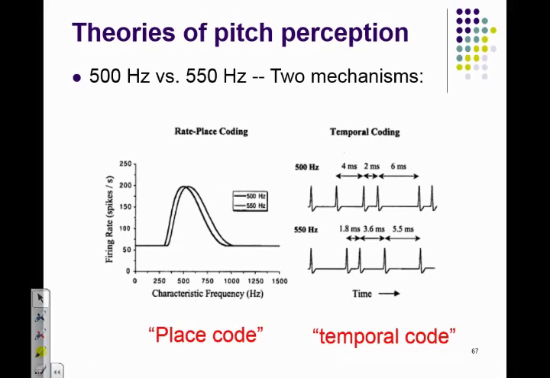So the information is there in either case. Here the information is that slightly different groups of neurons respond. Here the information is the same neuron response, but slightly different intervals. Okay, so which of these is true?